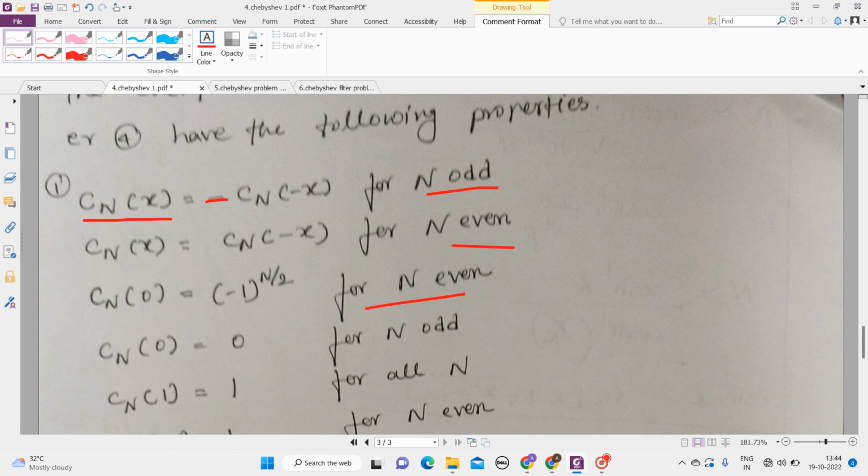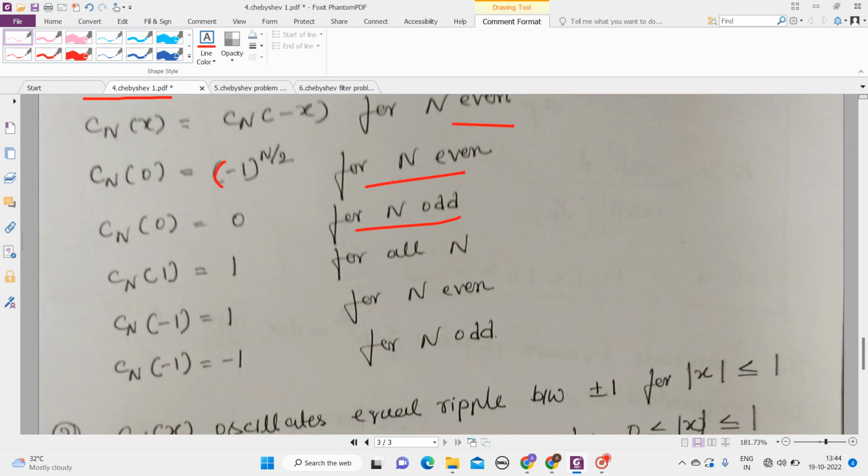For n even, Cn of 0 is minus 1 to the power of n by 2. If n is odd, Cn of 0 is 0. For all values of n, whether n varies as 0, 1, 2, 3, 4, whatever it is, even or odd, Cn of 1 is equal to 1. For n even, Cn of minus 1 is 1. For n odd, Cn of minus 1 is equal to minus 1.